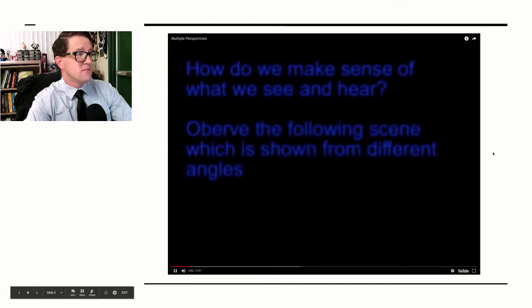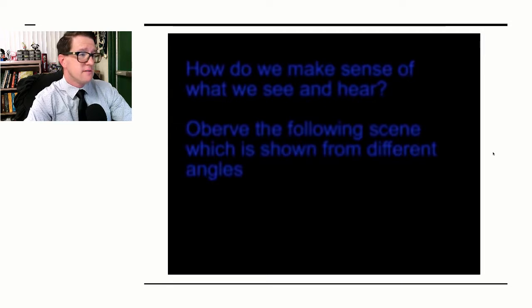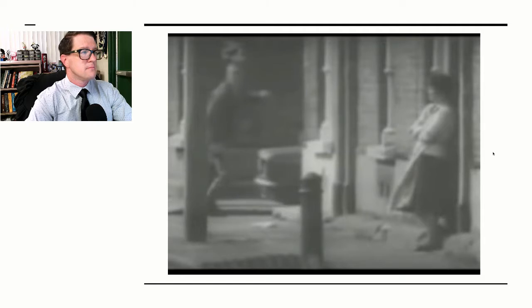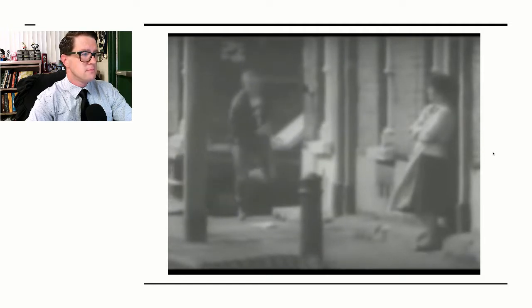So how do we make sense of what we see and hear? Observe the following scene, which is shown from different angles. An event seen from one point of view gives one impression.